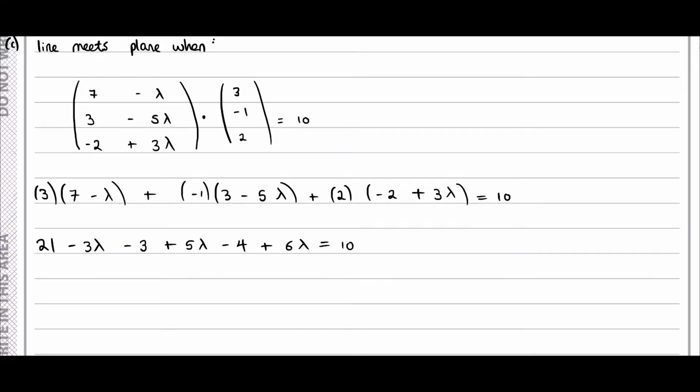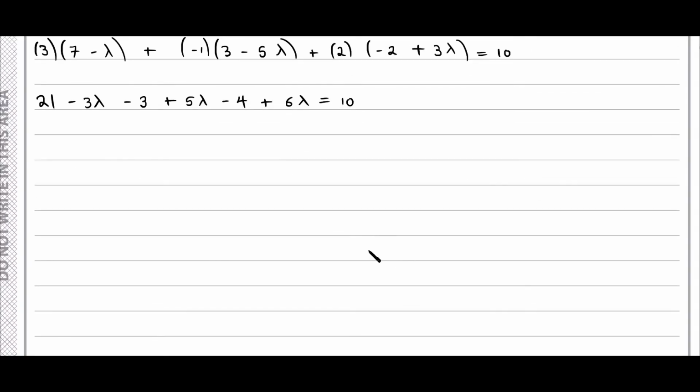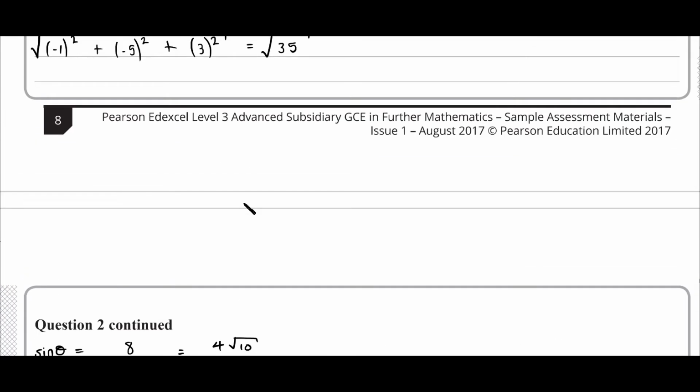So with that being said, collecting like terms, we have 8 lambda plus 14 equals 10. 8 lambda is equal to minus 4. And therefore we can see over here, lambda is equal to minus 0.5. And with that being said, we can now find OX by substituting back into over here.